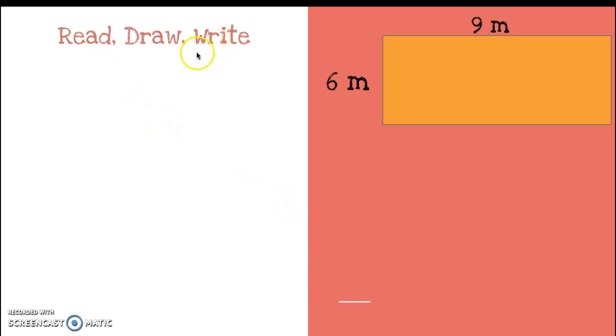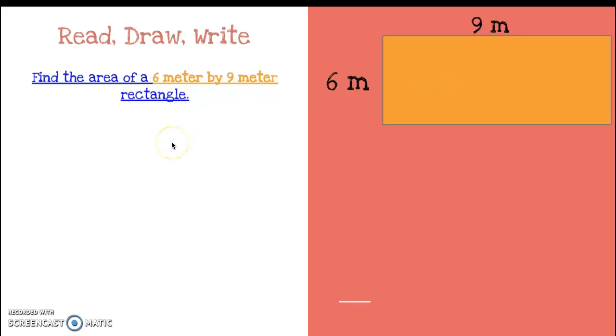Okay, so our first one, it's basically a read, write, draw. We're going to read it, we're going to draw it, and we're going to write it. So our rectangle is 6 by 9. We do not know the square area of this rectangle, but we do have our length and we do have our width. So find the area of a 6 by 9 meter rectangle.